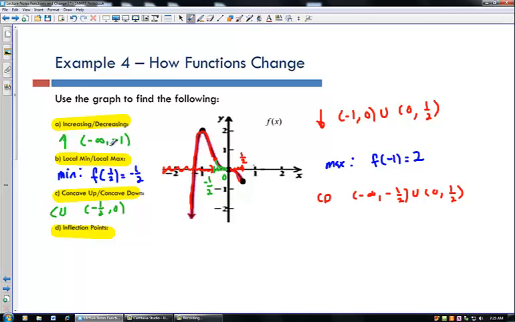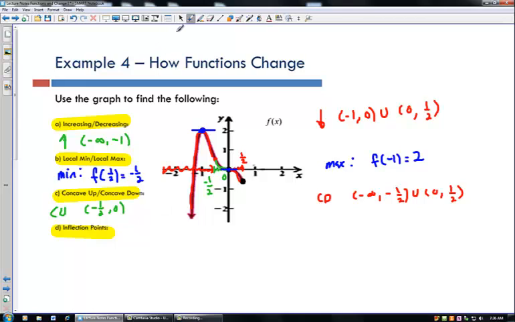Some of these are pretty easy to explain why we use parentheses and don't close them. If you look here where you're increasing versus decreasing, up here, this point is sort of a plateau. It levels off, so it's neither increasing nor decreasing. Same thing down here. You don't want to include that point right there because it sort of plateaus.